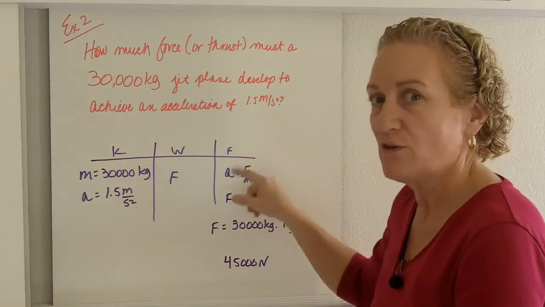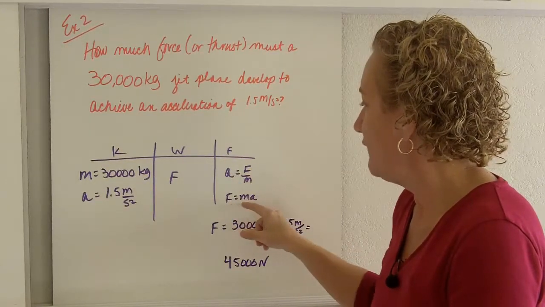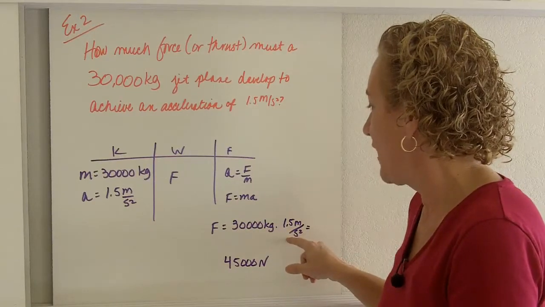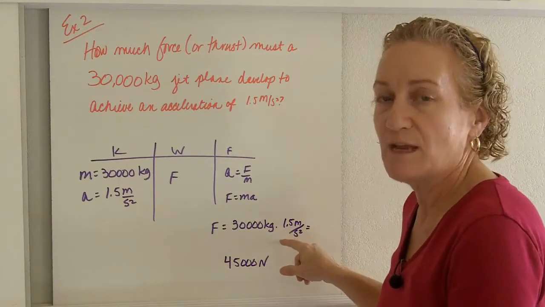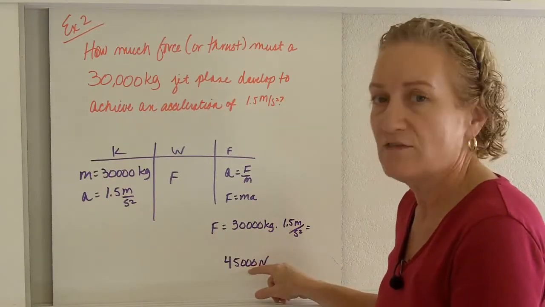If I rearrange this equation and solve for F, I multiply both sides by m. We get F equals ma. Force is our mass times our acceleration. 30,000 kilograms times 1.5 meters per second squared means our force is 45,000 newtons.